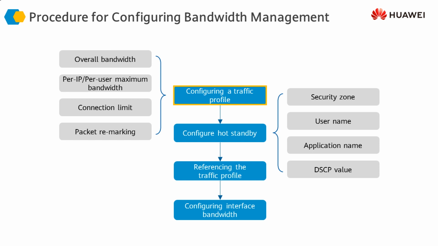We configure the traffic policy for this interface. What this means is that we are going to configure the security zone. We can classify the traffic based on the security zone, based on the IP addresses, or based on username or application name. So we can classify the traffic based on different criteria. This is all done when we configure the traffic policy.